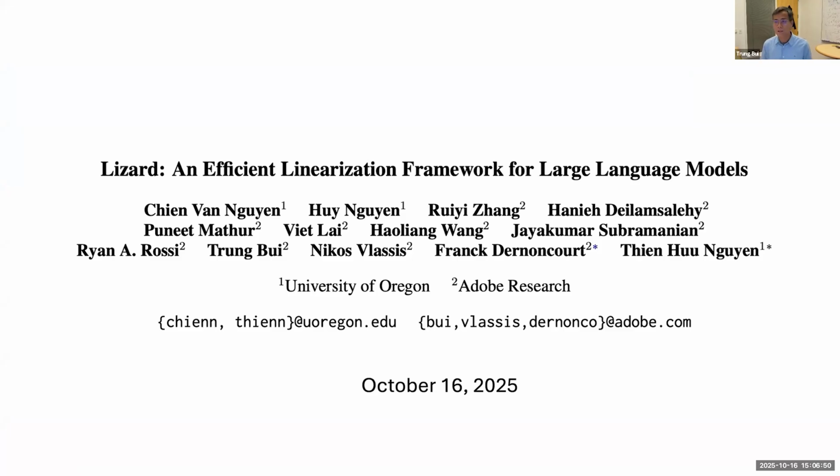So today I'm going to talk about one of the recent works from our team. It's called LLMs, an efficient linearization framework for large language models. This work is mainly from the intern Chien Nguyen from University of Oregon. He spent 2 summers at Adobe Research as an intern, and he worked closely with Frank, who is also a member of my team. They also did joint work with other people as well.